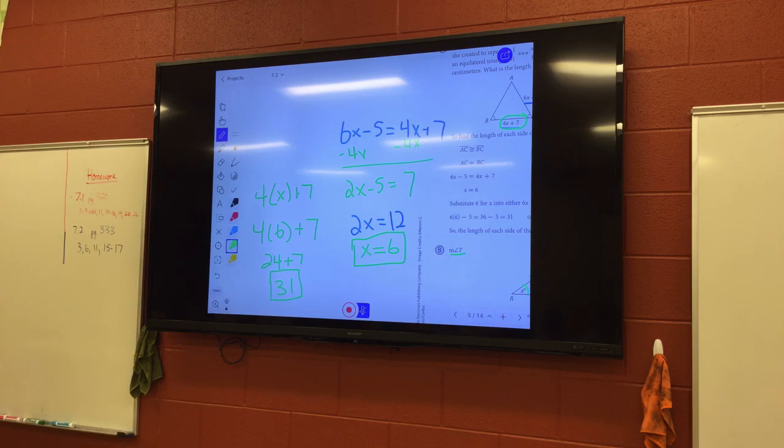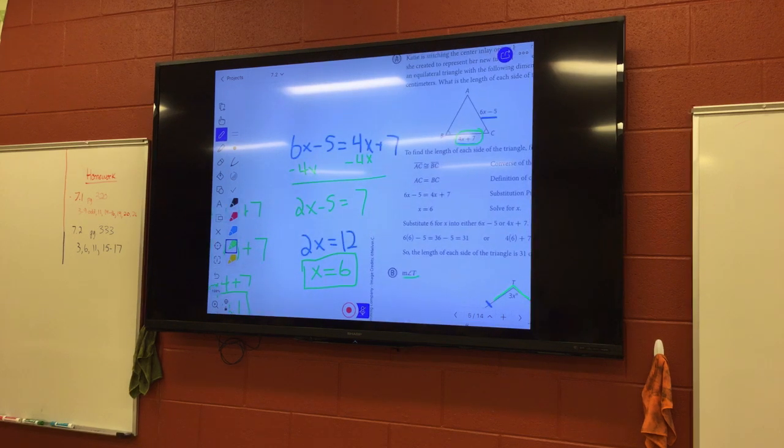Okay, so for all these equilateral ones, whenever you see an equilateral triangle, all you have to do is set those 2 sides equal to each other, solve for that variable, and then plug that variable back in. And that'll give you the length of those sides.